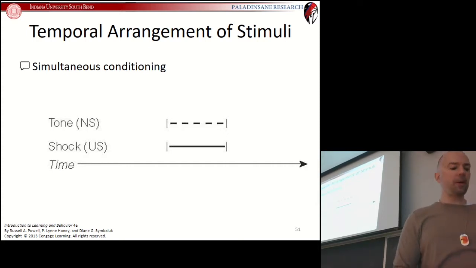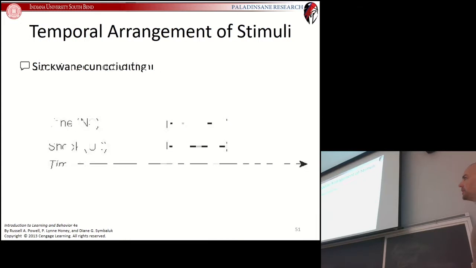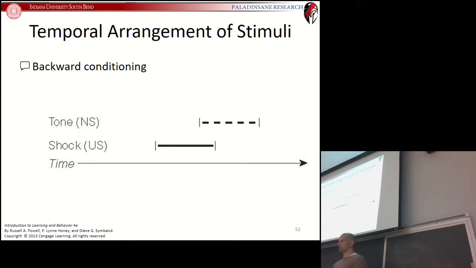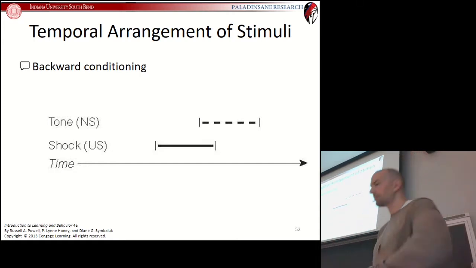All right, and then to wrap it all up, the last one we have is backward conditioning. And as you might imagine, this is where the unconditioned stimulus occurs, and then the neutral stimulus occurs. So in this case, the shock begins, and then a little bit of time afterwards, you hear the tone. The shock is turned off, and the tone keeps going. So it's like, zzz, beep. You're like, whoa. Could have used that information a couple minutes ago.